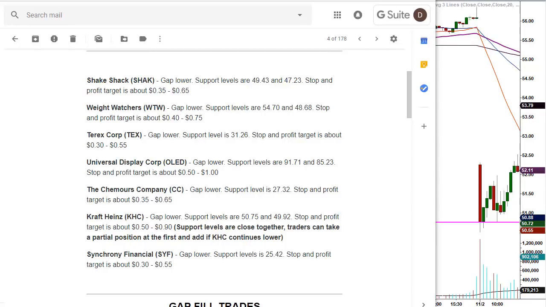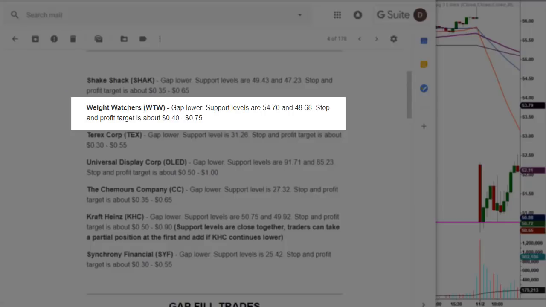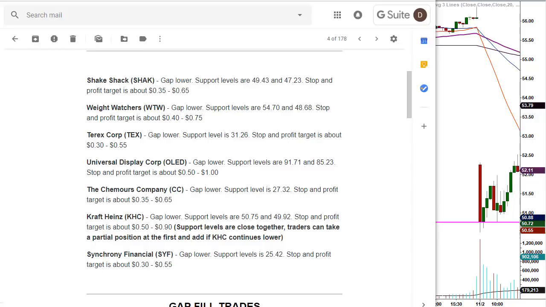The second stock, WTW, Weight Watchers, gap lower. Support levels are 54.70 and 48.68. Stop and profit target is about 40 to 75 cents. The next one, TEX, was a no trade.